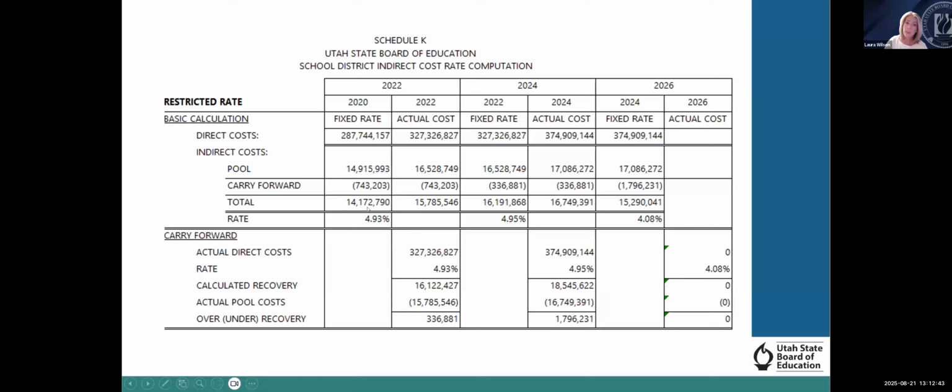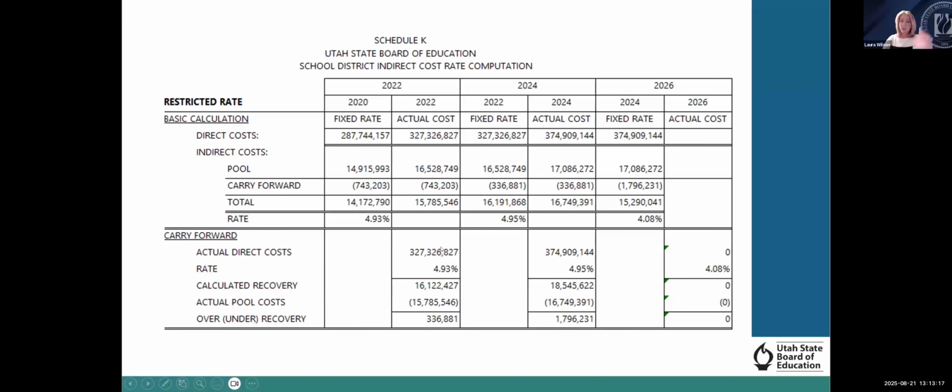So this 14.172790 is divided by our direct cost base, the 287 and 744, and we come up with the rate, 4.93 in this case. So when you move one column to the right in 2022, we're going to apply this rate to 2022's numbers. You can see in 2022, our cost pools have changed. That's always going to happen, right? And so we subtract again our carry forward from the indirect cost pool. Here are our totals now.